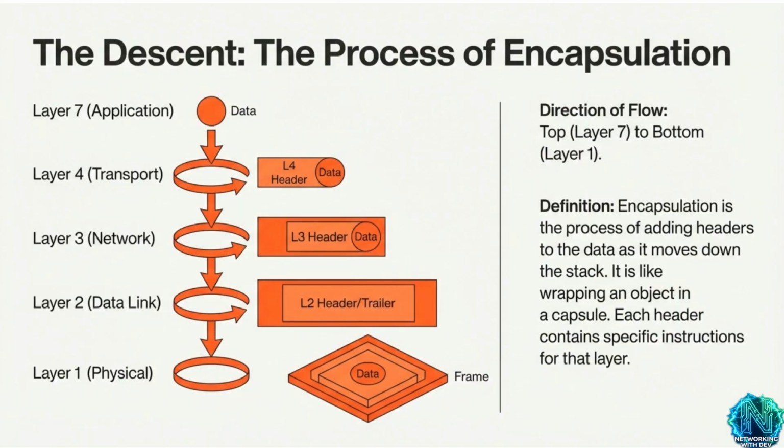This movement from the top down is called encapsulation. Think of it like wrapping a gift in multiple boxes. As data moves from layer 7 down to layer 1, each layer adds its own header containing specific instructions for the receiving device. By the time it hits the wire, it has become a frame.